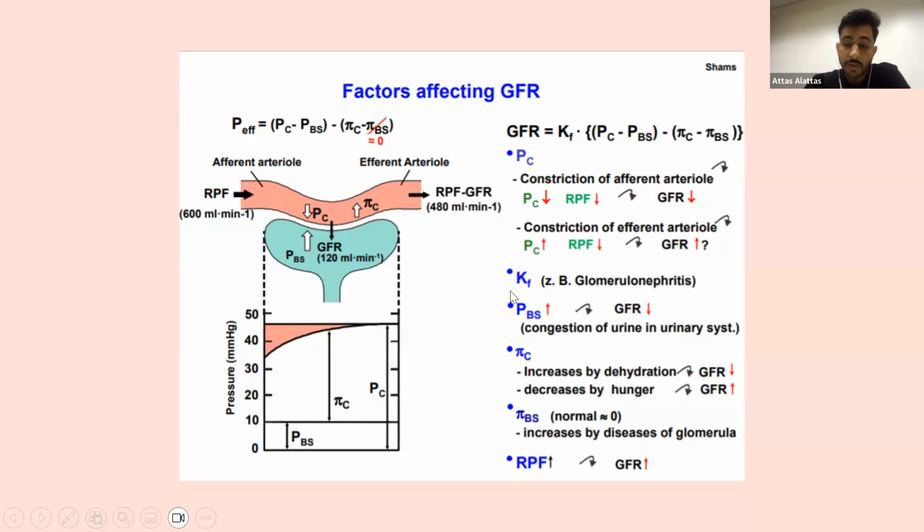Now, the hydrostatic pressure in the Bowman space. When do you think the hydrostatic pressure here will increase? When do you think there will be congestion of urine in the urinary system? Can you think of any reason that could increase the Bowman space hydrostatic pressure?